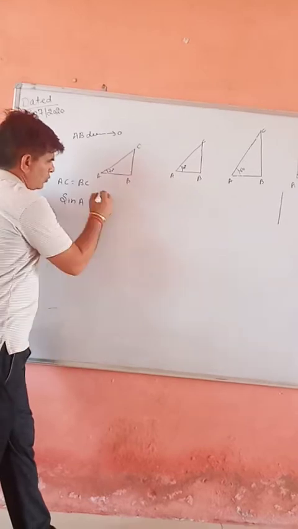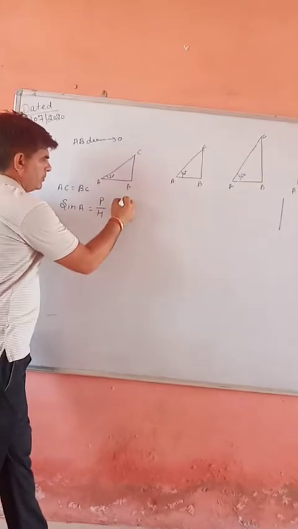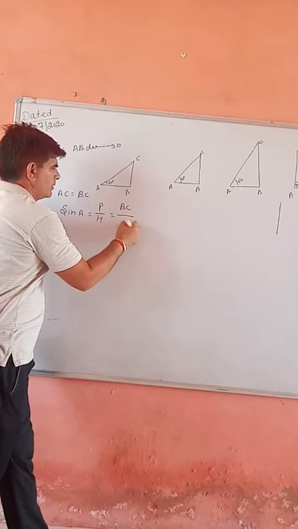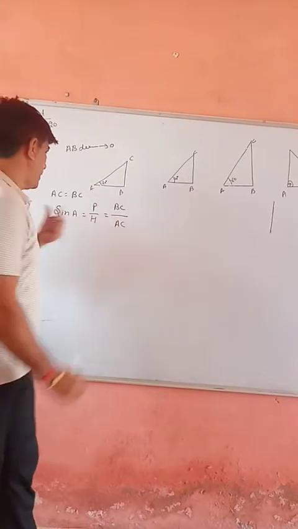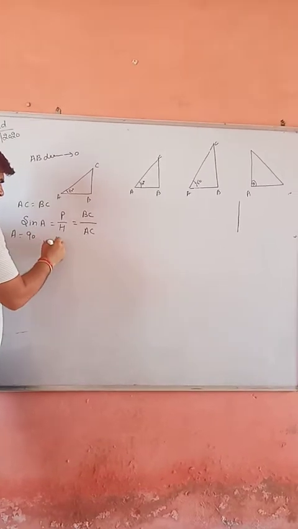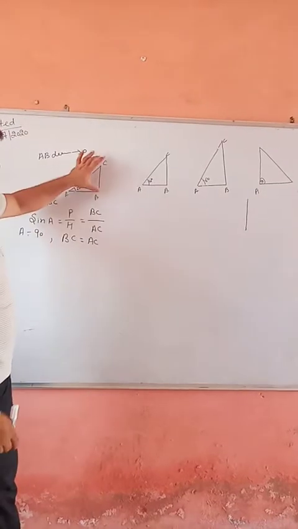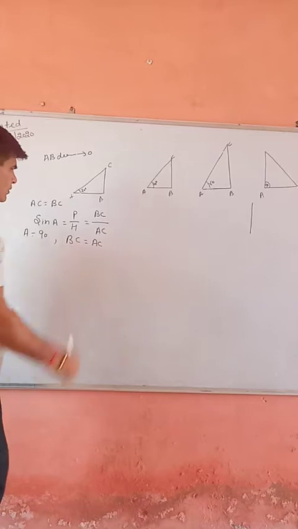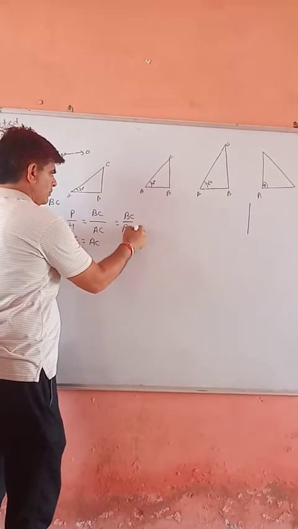So now I am telling you, sine of A. Sine of A is perpendicular by hypotenuse. What's your perpendicular? BC. What's your hypotenuse? BC. What happened when A equals 90 degree? BC is equal to BC. These both become equal, then this is possible. So what happens? BC by BC.